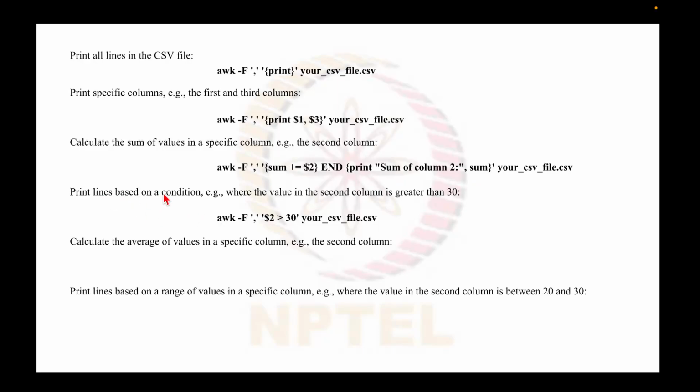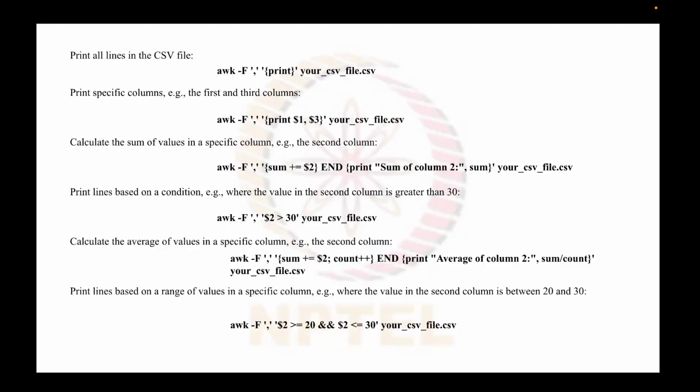Next, print lines based on a condition where the value in the second column, that is the second field, is greater than 30. So this awk -F delimiter is comma. Here we are checking for a condition, that is $2 greater than 30 in your CSV file. Similarly, this command calculates the average in a specific column, and lastly, print lines based on ranges, that is, field 2 is greater than or equal to 20 and field 3 is less than or equal to 30, meaning both conditions have to be satisfied.